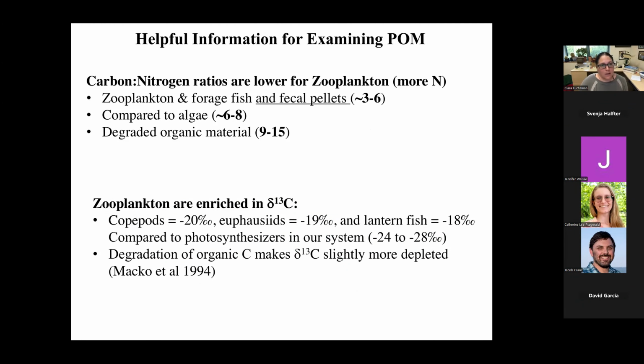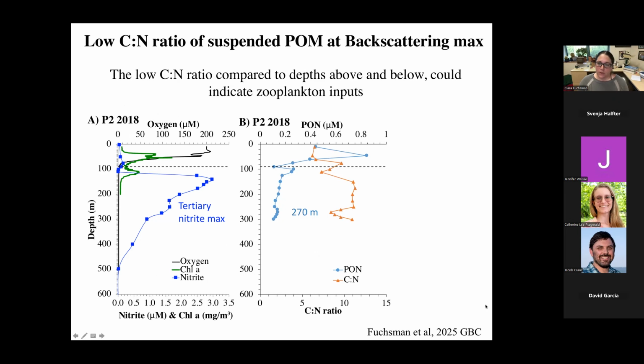Now we're going to look at organic matter, and there's some helpful information for examining it, which is that carbon to nitrogen ratios are lower for zooplankton than algae or degraded material. That means zooplankton, their bodies, and also their fecal pellets, have more nitrogen. And the other thing is that zooplankton are enriched in C13, just a bit, compared to photosynthesizers, and degraded organic matter doesn't become enriched. It either does nothing or is slightly more depleted. So zooplankton are slightly enriched and they have more nitrogen. Okay, so that's what we're looking for in our system, and not surprisingly, that's what we see here.